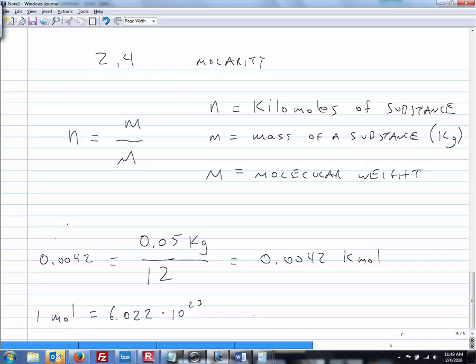So let's do the problem backwards, and let's go one step further. 1 kilomole is going to have to equal 6.022 times 10 to the 26th.